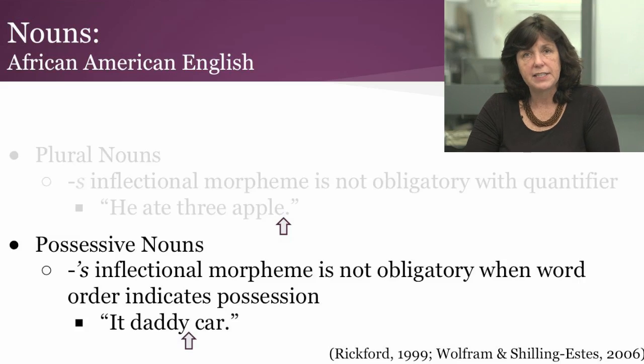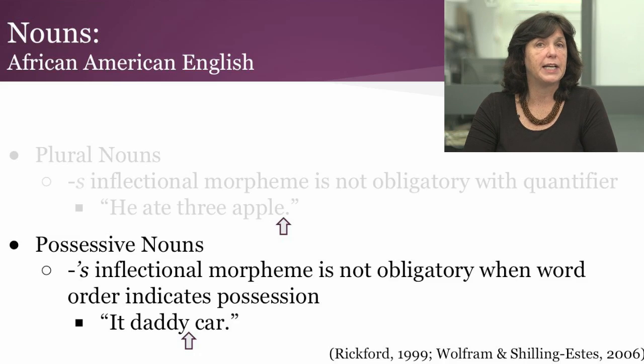The possessive s inflectional morpheme is non-obligatory when word order indicates possession. So, for example, in the utterance, it daddy car, the word order already indicates possession. It's daddy's car. The addition of an s to indicate that the car is daddy's would therefore be redundant. So, it daddy car is a perfectly grammatical expression of possession in African American English.